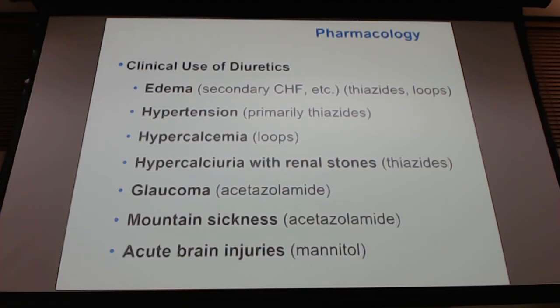Mountain sickness, so increased elevations cause acid and base imbalance in our body, and we can use one of the diuretics for that. And then we have acute brain injuries, where we have inflammation and volume buildup in our brain. We can use a diuretic for that. And the drugs in parentheses are just drugs used for those conditions, but they're also listed later on in the slide deck.